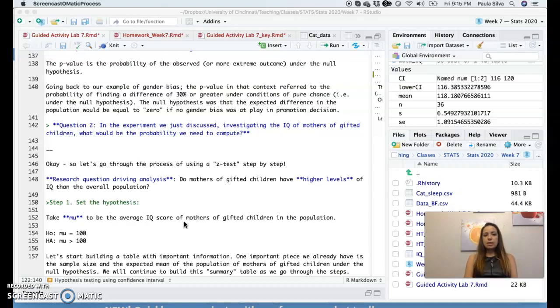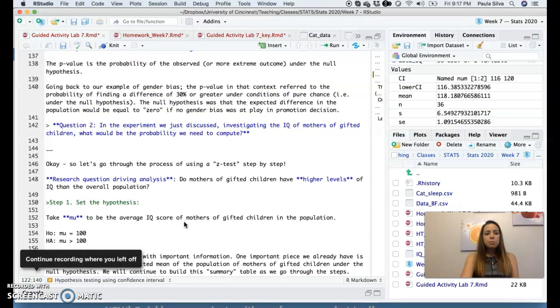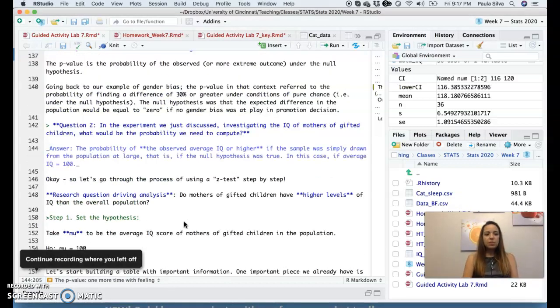Think about this question for a second. In the experiment we just discussed, investigating the IQ of mothers of gifted children, what would be the probability we need to compute? The probability we need to compute here is the probability of the observed average IQ or higher if the sample was simply drawn from the population at large. That is, if the null hypothesis was true.